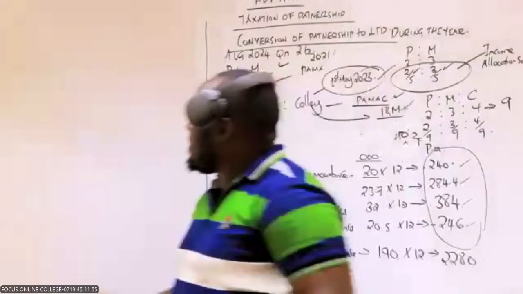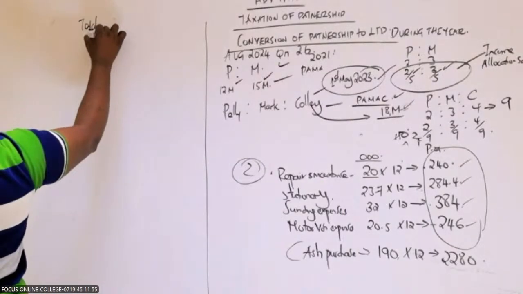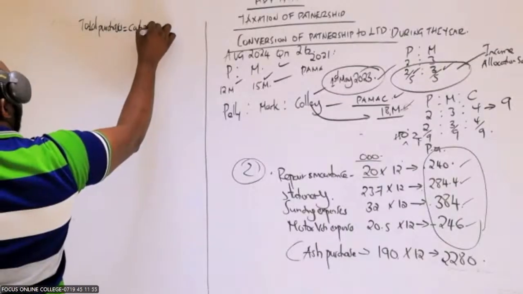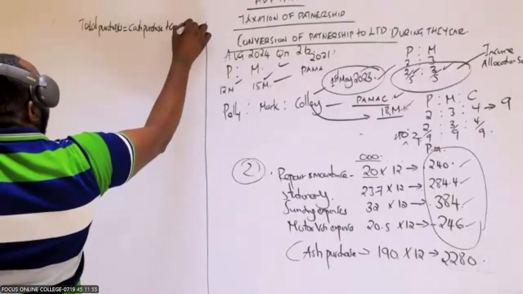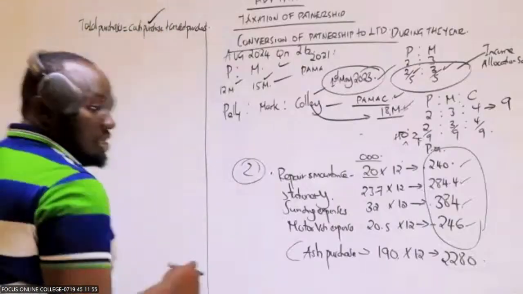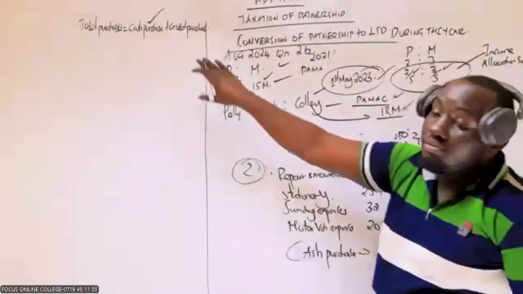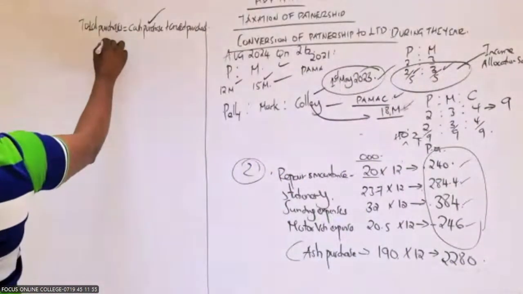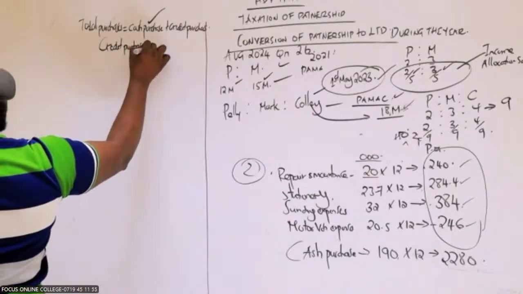Remember, when I'm looking for total purchases, the total purchases is equal to the cash purchase plus the credit purchase. I already have the cash purchase. So what am I looking for? I'm looking for the credit purchases.